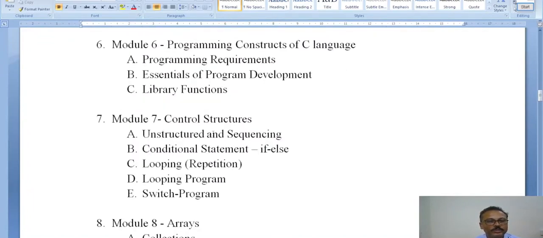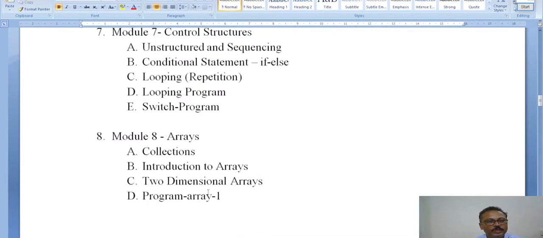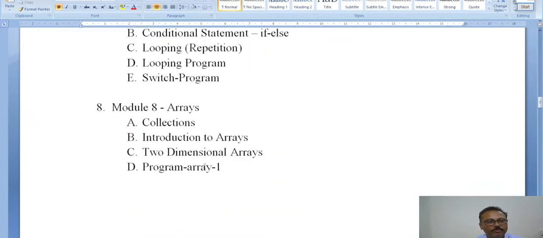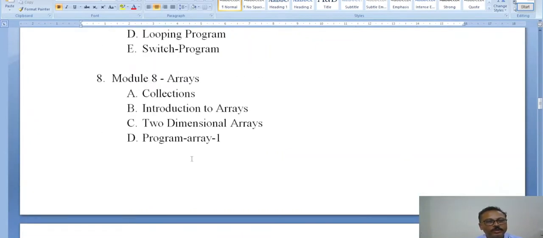And then control structures, the core part of any language, and how do you represent the solutions, using what are called structured programming concepts. What are the structured programming concepts? The if statement, the loops, etc. Those things we will study. And then how do you combine the elements? How do you have a collection of elements? That we'll study as part of module 8.